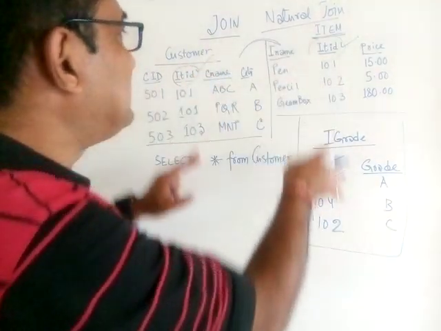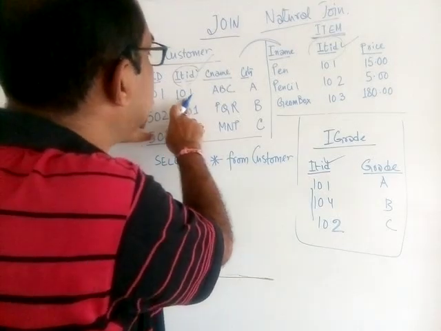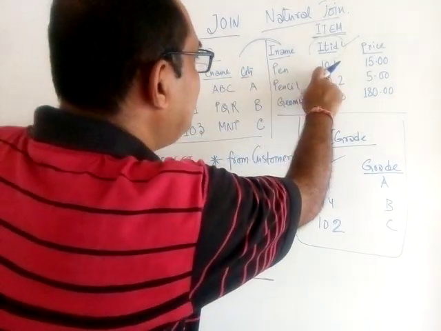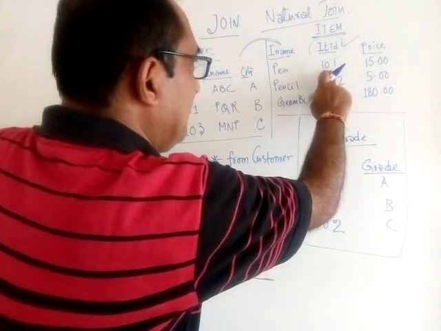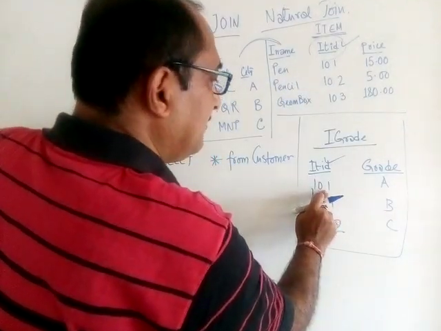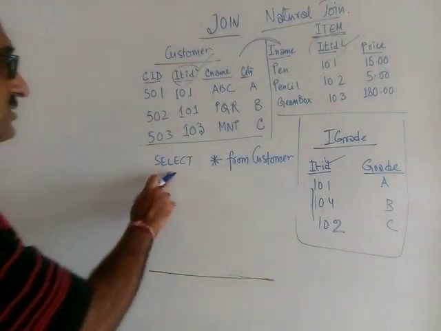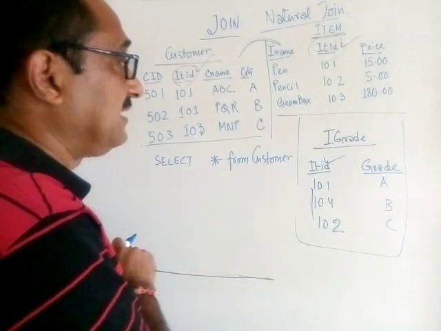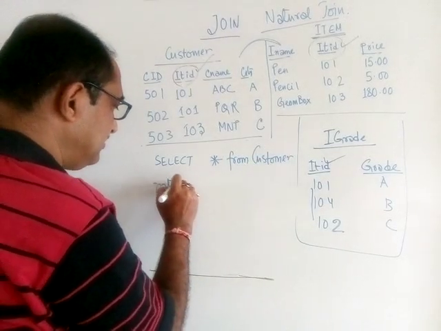What makes more sense here is to do it customer wise, because this particular customer has bought this particular item. This item is being described here, and more description we can find about that item here. Okay, that is how the situation is. So we can write here select star from customer. I told you the keyword, natural join.